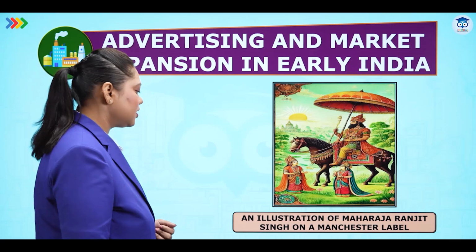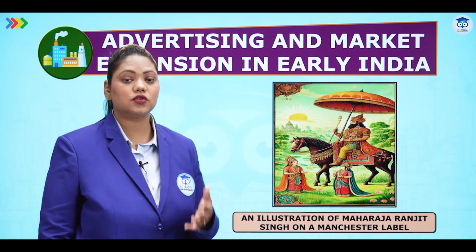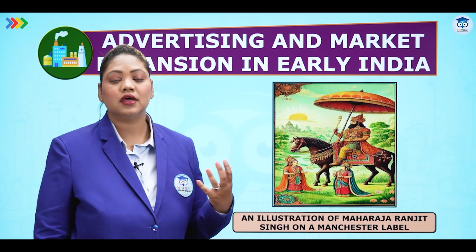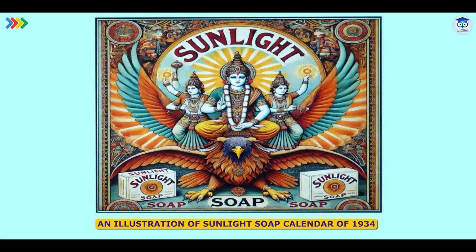An illustration of Maharaja Ranjit Singh on a Manchester label. Again, the use of royalty, the use of pictures of royalty for that product, so that the product could seem extremely useful and extremely reliable. This is an illustration of a Sunlight soap calendar of 1934.